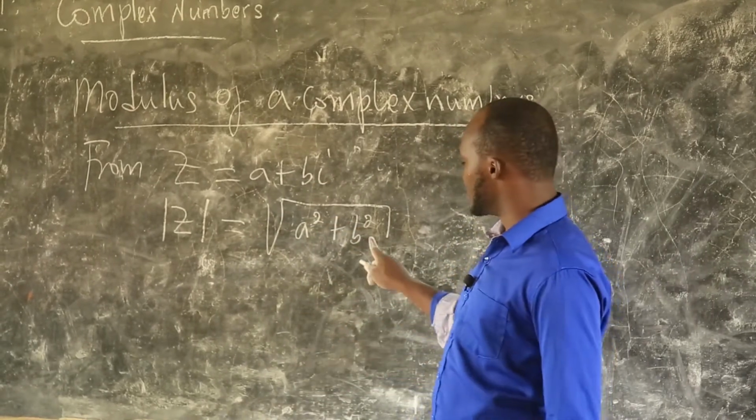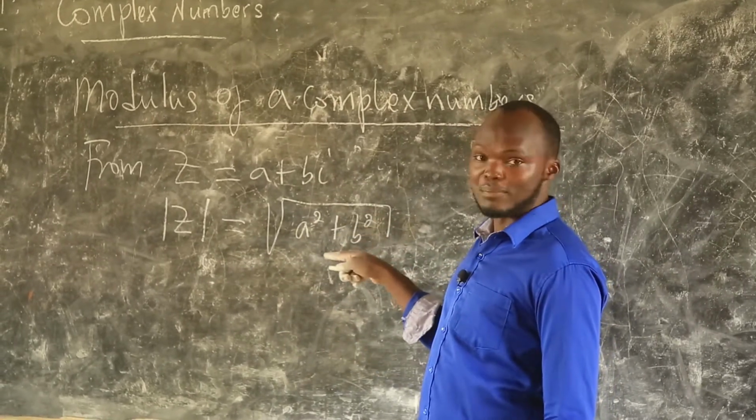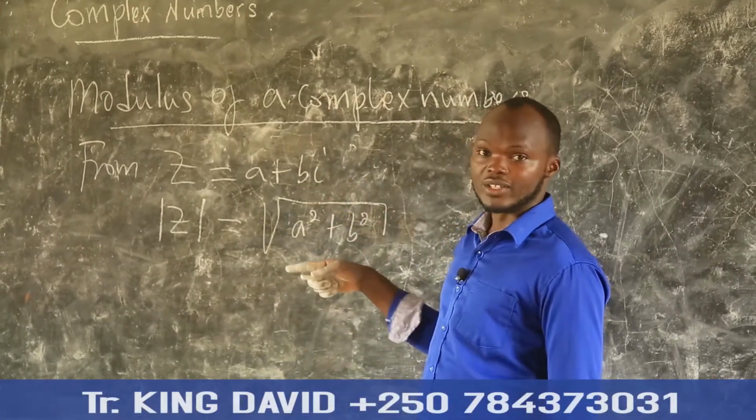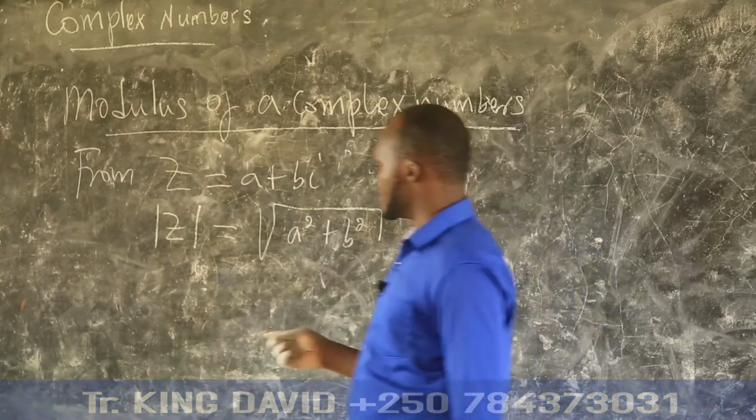Remember, we're not allowed to bring i here, because when we say imaginary part, we mean the coefficient of i, not i. So it is a squared plus b squared. Examples.